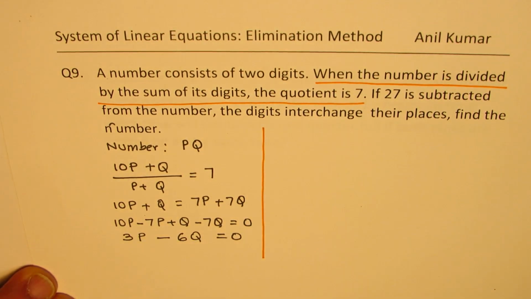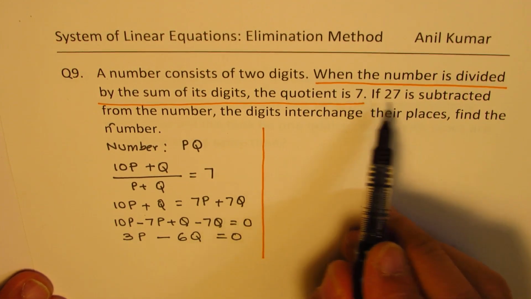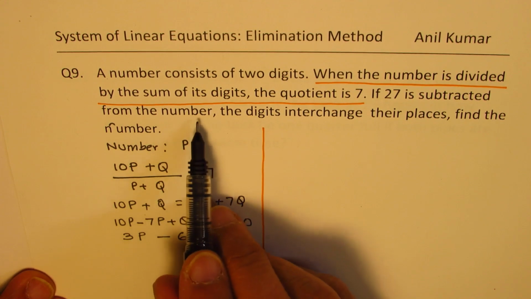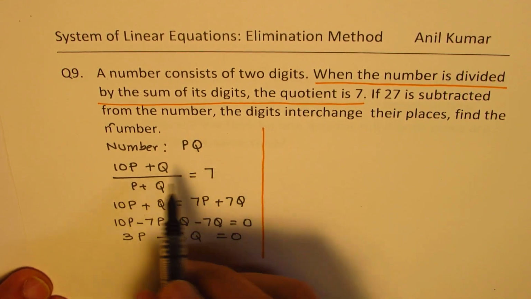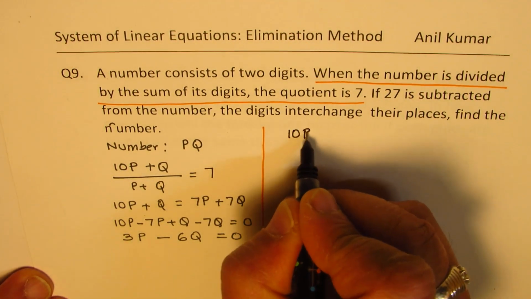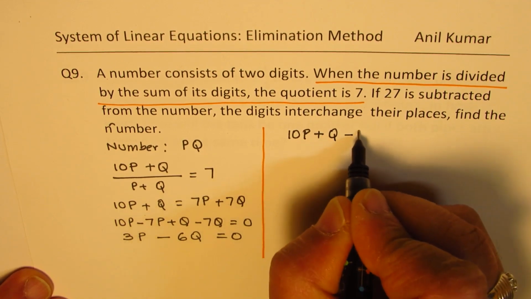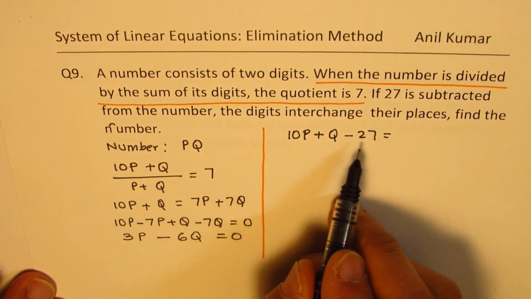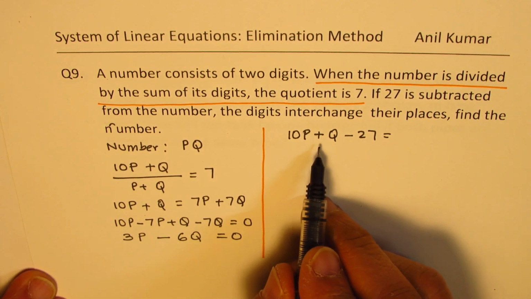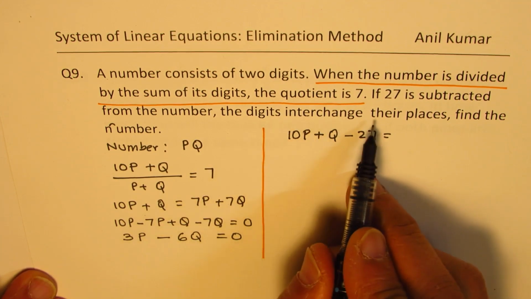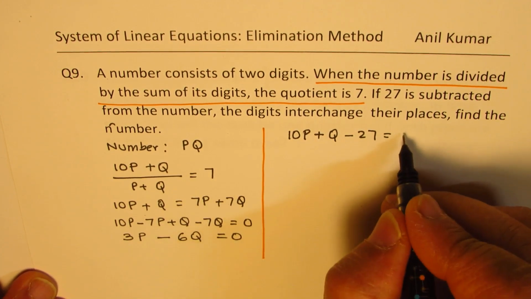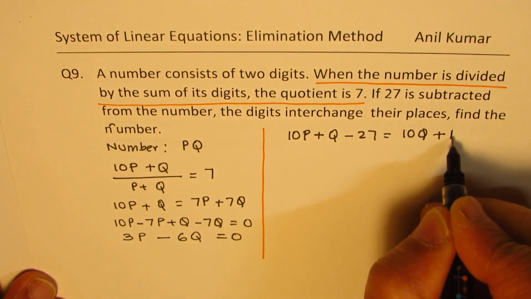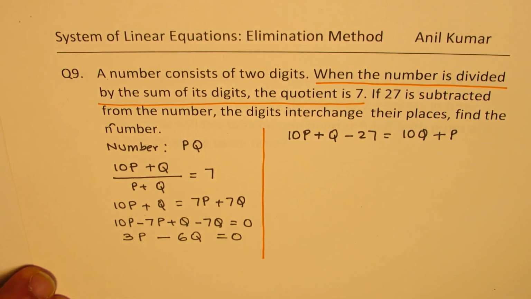So we get one of our equations. Second one, if 27 is subtracted from the number, the digits interchange. So the number is 10P plus Q minus 27. So that is 27 subtracted from the number. Digits interchange, so it becomes QP, right? So it becomes 10Q plus P. Does that make sense to you, right?